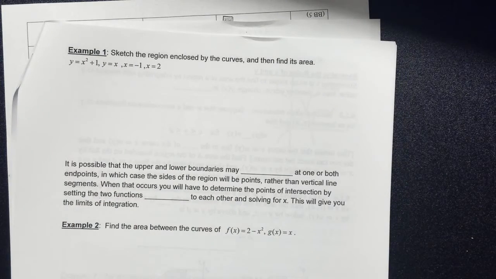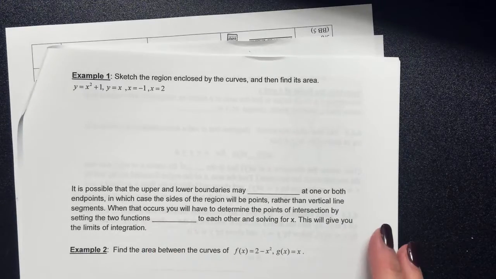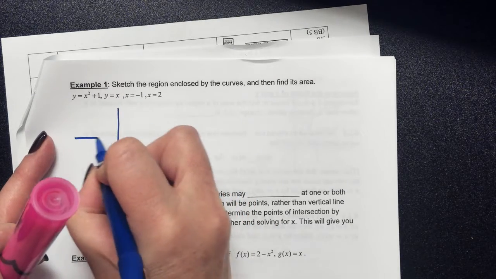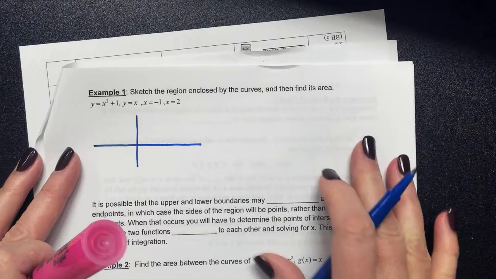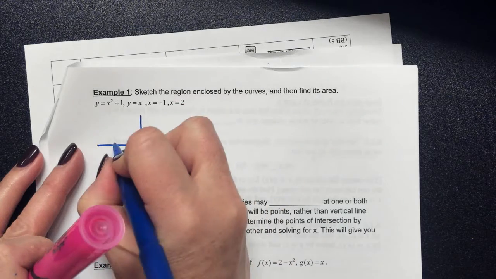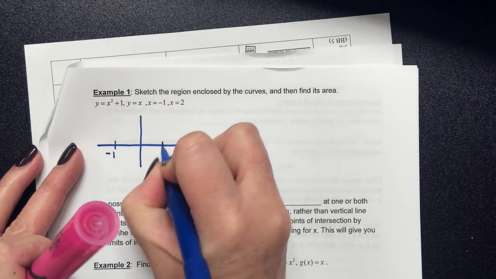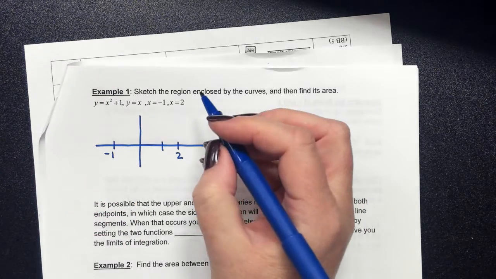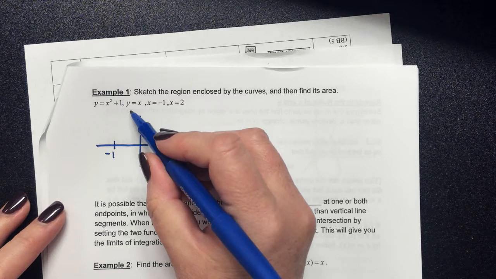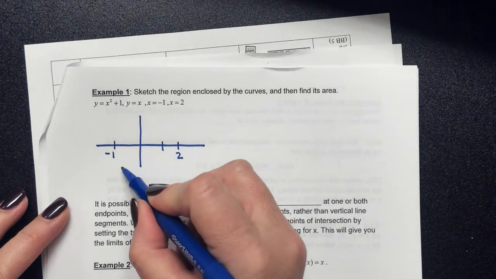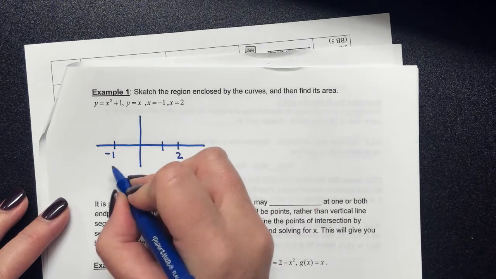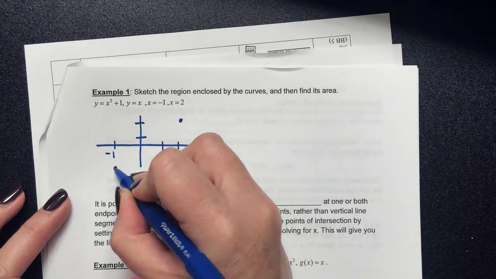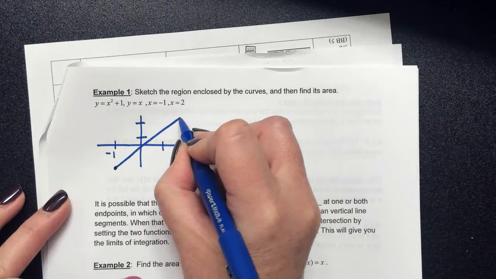So let's take a look at this example here. Sketch the region enclosed by the curves and then find its area. Notice I have two vertical lines given at x equals -1 and x equals 2. I want to sketch the line y equals x, only between this interval, -1 to 2. There's my line y equals x.